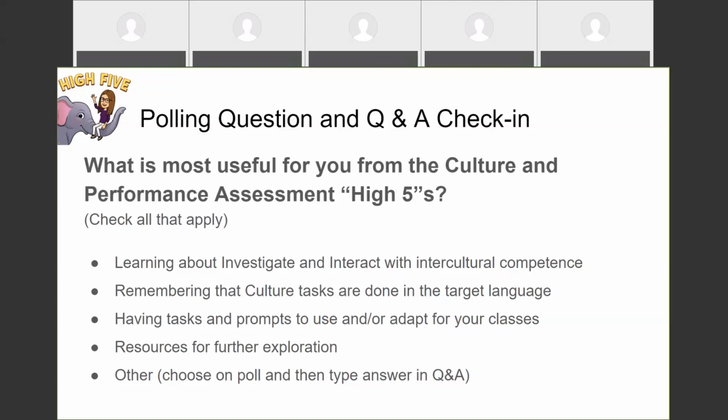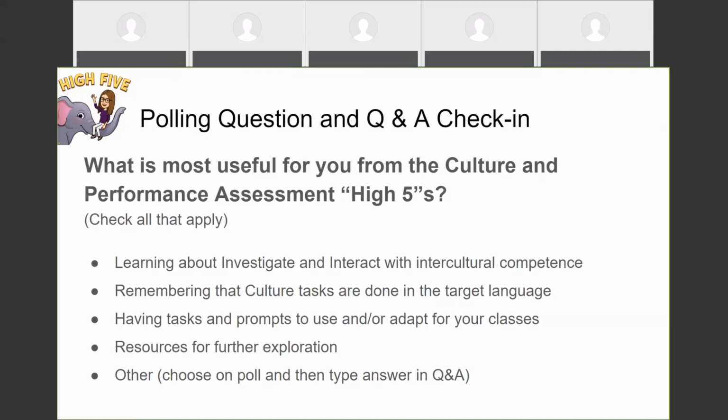Over half of you said that having tasks and prompts to use or adapt for your classes would be very useful. And again, like I said, we'll post these slides and other links to resources and materials for you to use. So those will always be available to you, and you can take those and use them and expand on them. Over 50 of you said you want those resources for further exploration. We're going to show you where you can find some of those even more on our website here in a moment.